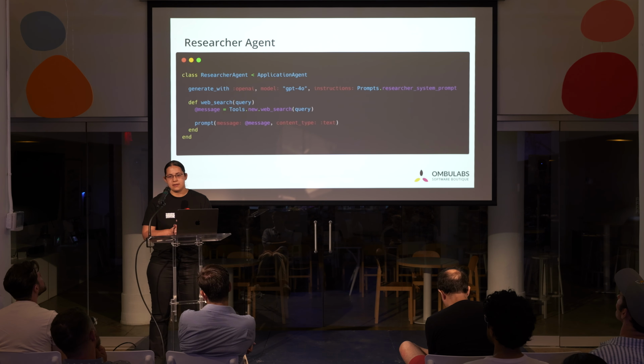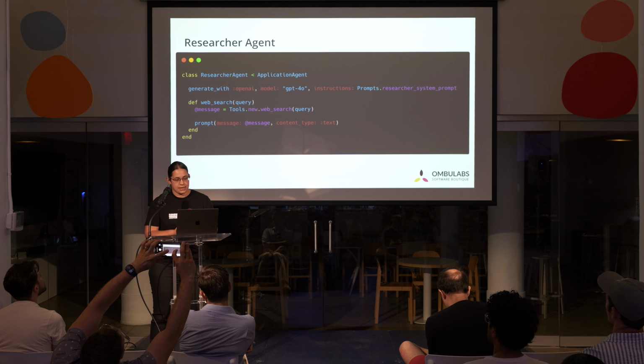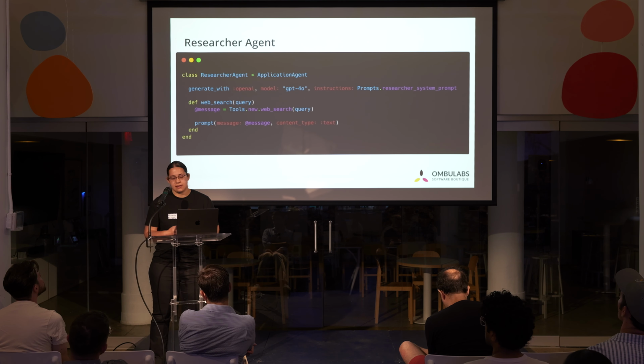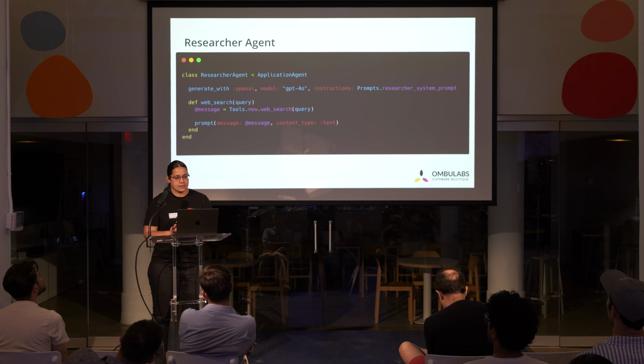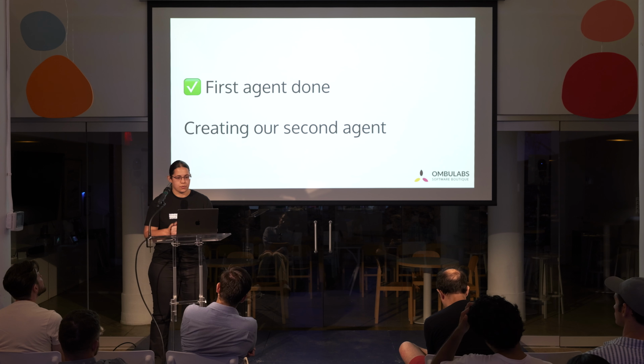And then finally, I define my researcher agent. So like I said, it inherits from that application agent base class, and I'm telling it to generate with OpenAI. I can tell it which model to use, and I can pass instructions to it, which is basically your system prompt. And then I define the web search method. That's the tool that it's going to use. So that's our first agent. It's done. It's ready to go.